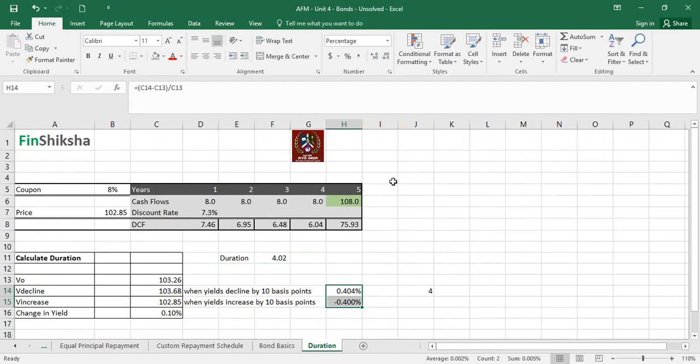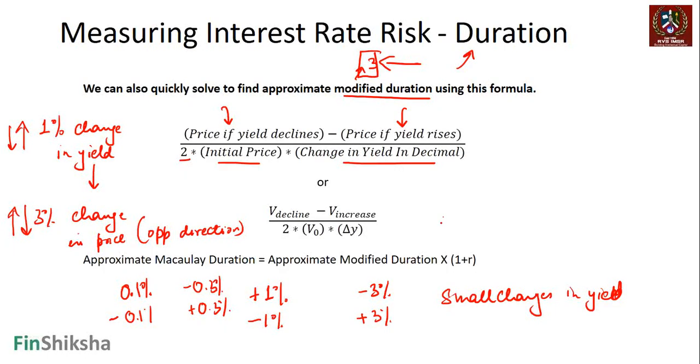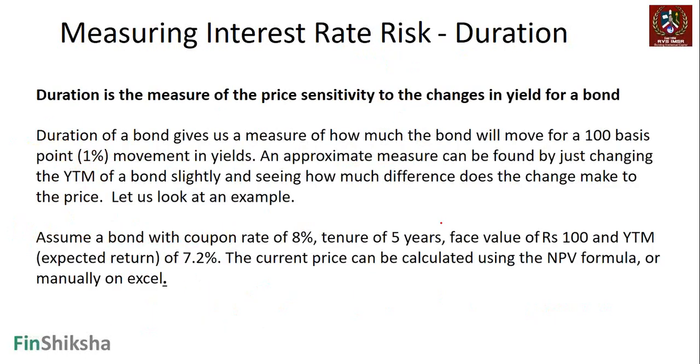And as I said, for smaller changes, this would work well. So on average, you're getting a 4.02 percent change. That's how you calculate the duration. Effectively, that's the broader calculation of duration. Duration is the measure of price sensitivity of a bond to changes in yield. So it basically tells how much a bond will move on a 1% movement in yields.